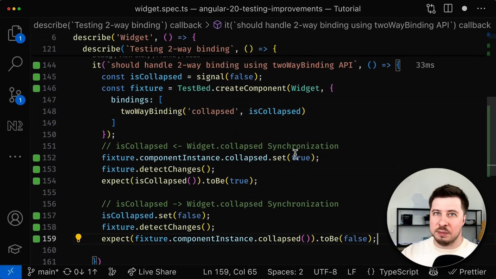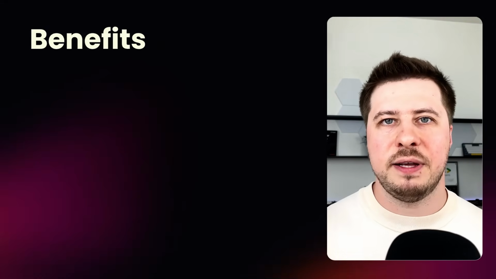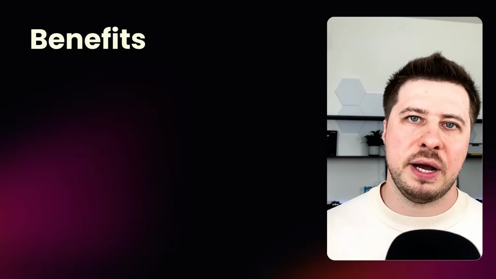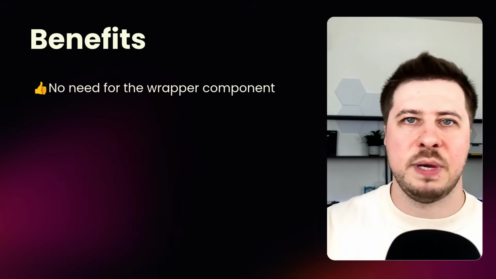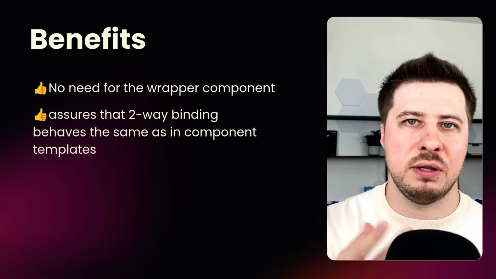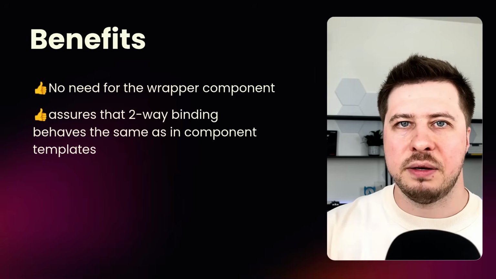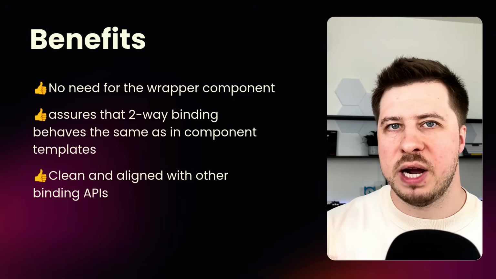If you have problems understanding the twoWayBinding concept, I have a dedicated video where I explain everything in detail, so you can check it out right now. But anyway, let's quickly recap all the benefits of using this new API, and they're pretty much the same. No wrapper component is needed, it behaves the same way as in normal component templates in a non-testing environment, and again, it is lean, clean, and aligned with the rest of the binding APIs.